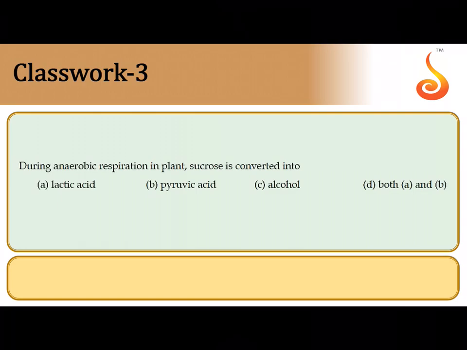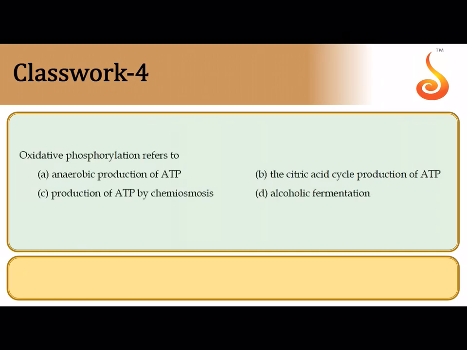During anaerobic respiration in plants, sucrose is first broken down into glucose and fructose, and then they undergo alcoholic fermentation. So the products are carbon dioxide and ethanol. So the answer is alcohol in this case.